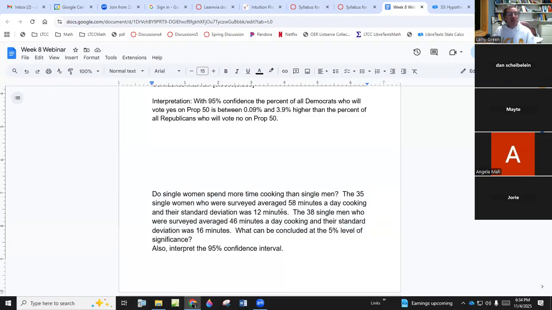Doesn't mean you should, but the 35 single women who were surveyed averaged 58 minutes a day cooking, and their standard deviation was 12 minutes. The 38 single men who were surveyed averaged 46 minutes a day cooking, and their standard deviation was 16 minutes. What can be concluded at the 5% level of significance? Also interpret the confidence interval. Any questions on the question?